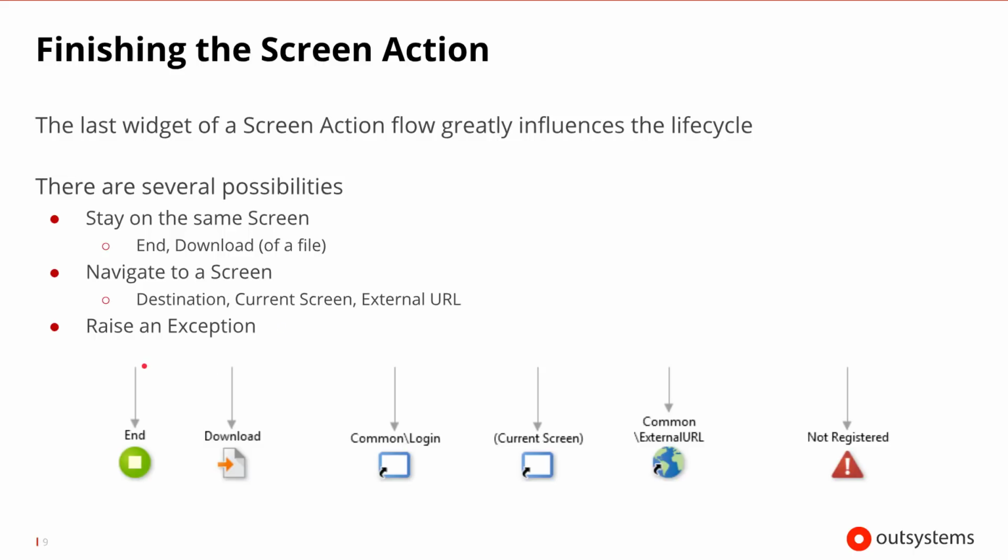So here we can see one way to end a screen action is just a simple end node, and then the action finishes and the screen lifecycle continues. We can end with a download where we actually send a file back to the user. We can go back to the login screen, we could go back to the current screen. So we can go to another screen inside of our app, come right back to the screen we're on, or we can go to a screen outside of our application. And if there's a problem, we can throw an exception and have something try to catch and deal with that exception. So there are a lot of different ways we can finish the screen action to influence how we're dealing with the information that was submitted to the server.